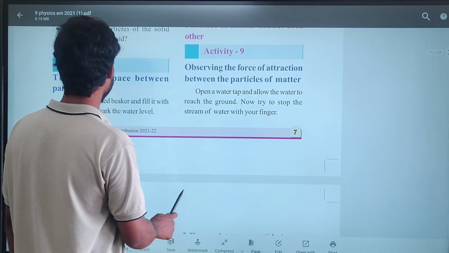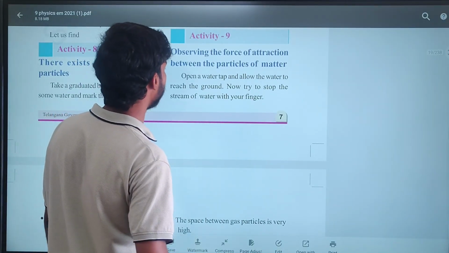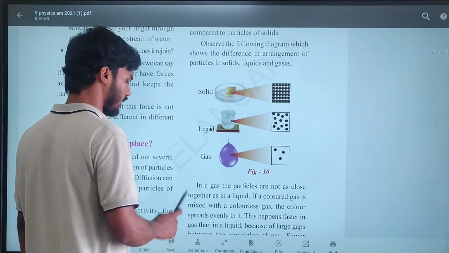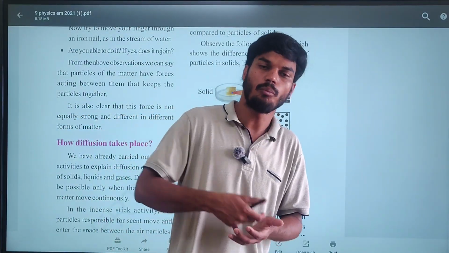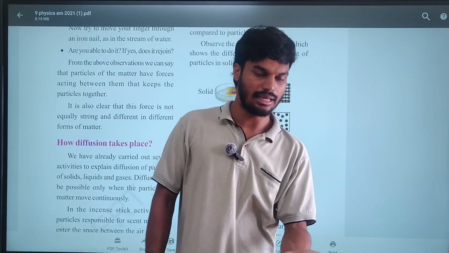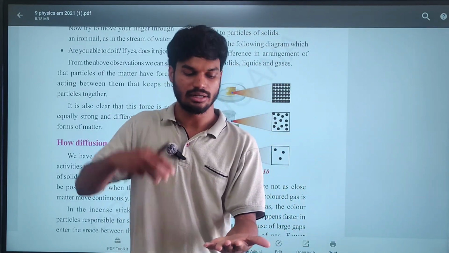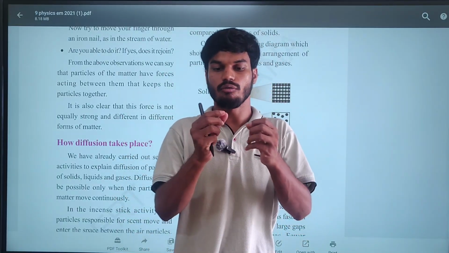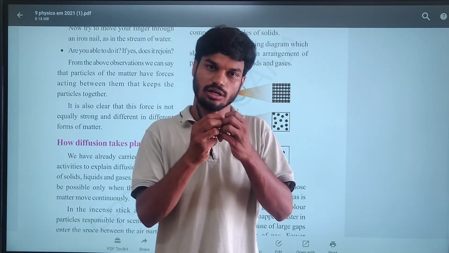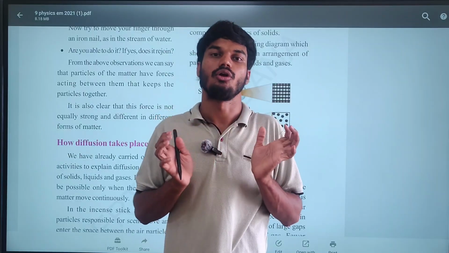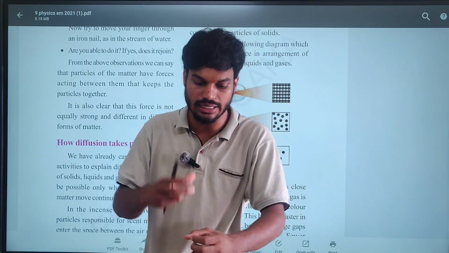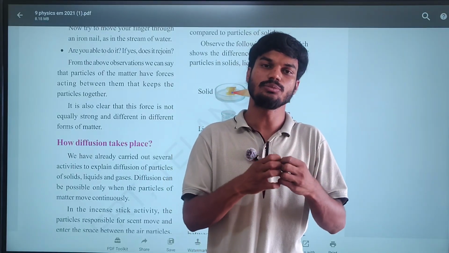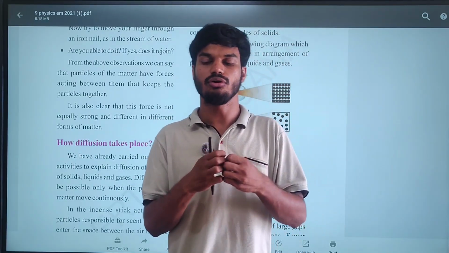Next is Activity 9, observing the force of attraction between the particles of matter. Open the tap and try to place your hand in the middle of the water that is flowing down. When you open the tap, the water drops are able to unite together and form a solid thread-like structure, because of the force between the water molecules.